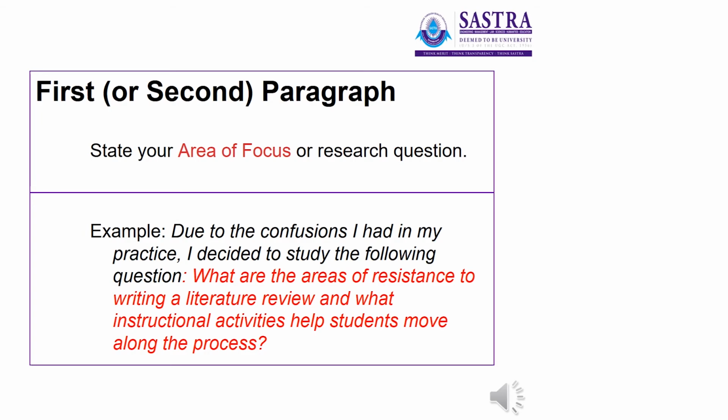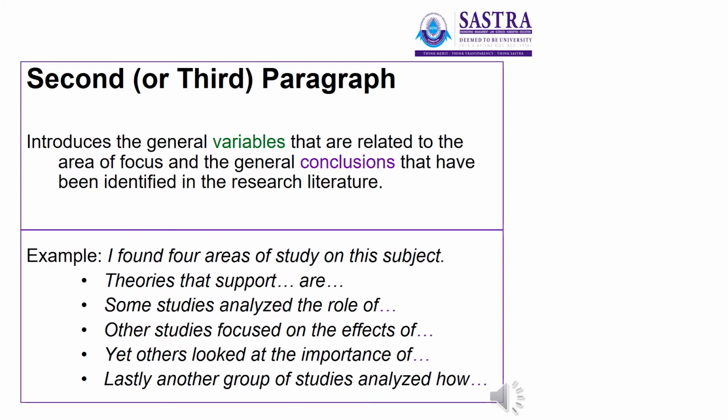The second paragraph has to talk about the area of focus, or the research question has to be addressed in that second paragraph. I've given you an example here. The third paragraph clearly introduces the general variables that are related to the area of focus and the general conclusions that have been identified in the research literature.